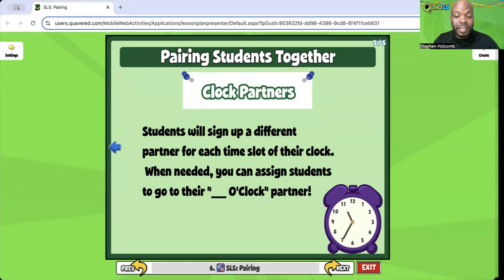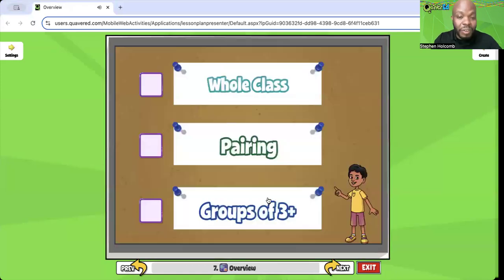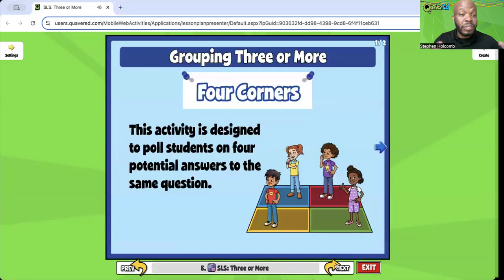This can be a fun way to introduce new pairs throughout the school year. With this in mind, we've now talked through a wonderful whole class social learning structure. I just showed you a variety of ways that you can pair students together. And now let's end off today's webinar by talking about groups of three or more. The first group of three or more social learning structure that I would like to show is our four corners social learning structure. This activity is designed to poll students on four potential answers to the same question.